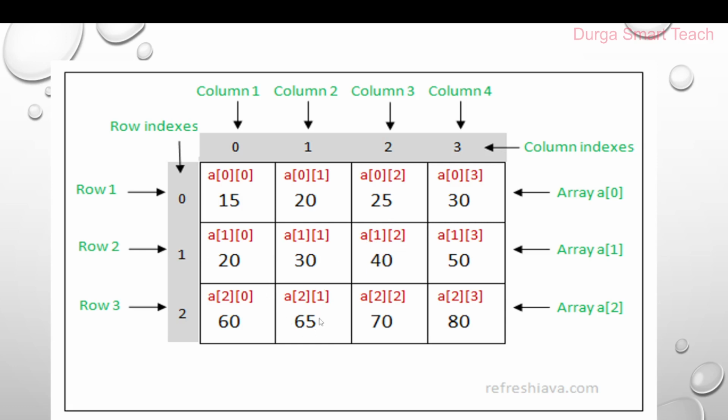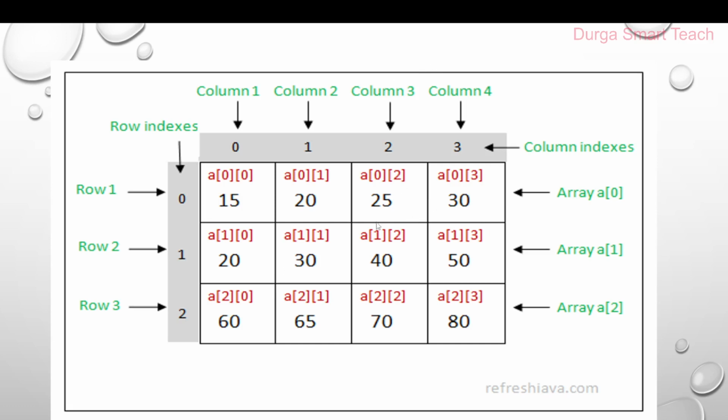So if you want to represent 65, it is presented in second row, first column, A of 2, 1. Okay, next 80, second row, third column. So first subscript is row, second subscript is column. Like that you need to represent. This is 0th row, first row, second row, 0th column, first column, second column and third column, like that.